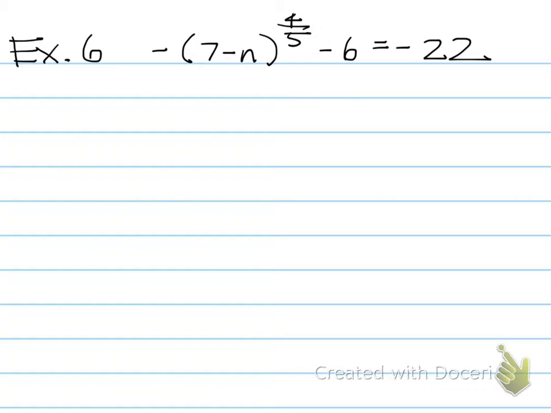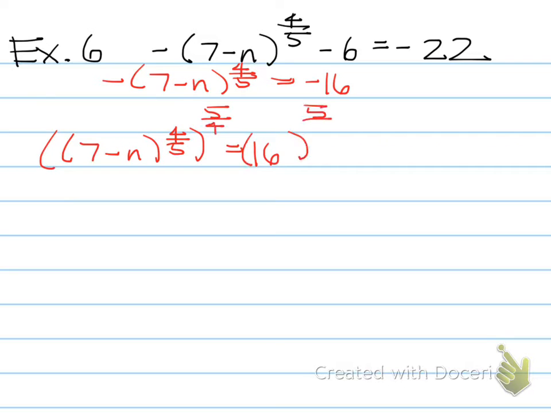And in this next example, we want to start by adding 6 to both sides. And then we're going to multiply both sides by -1. We're going to raise both sides to the 5/4 power, and in place of the 16, we're going to put 2 to the 4th power. Now notice the fractional exponent has an even numerator, so there are going to be 2 possible values for the base, a positive and a negative.